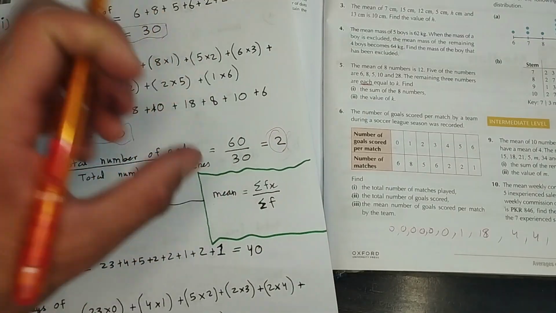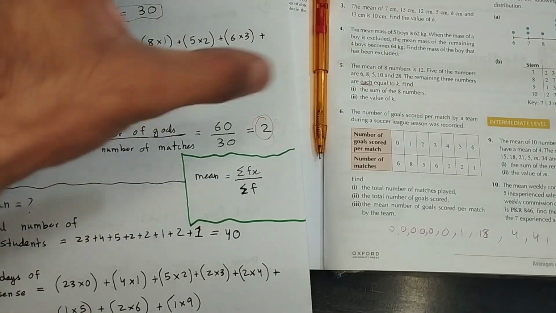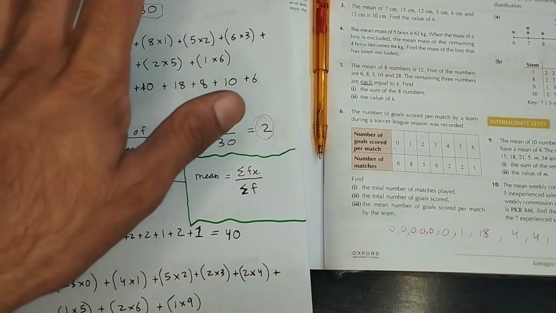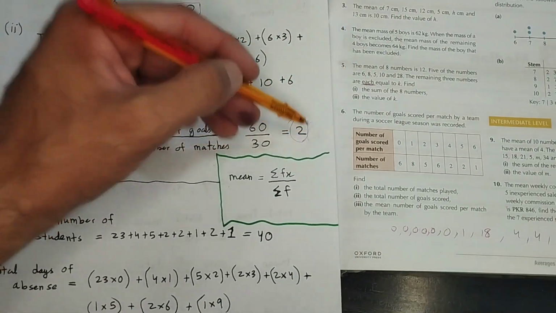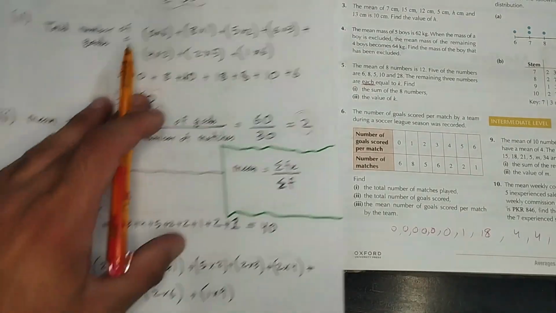So that basically means that if I was to take all the goals that they did in the entire season and distribute them equally in all the matches that they did, then they will have 2 goals in each and every one of those matches. Okay, that's what this mean means.